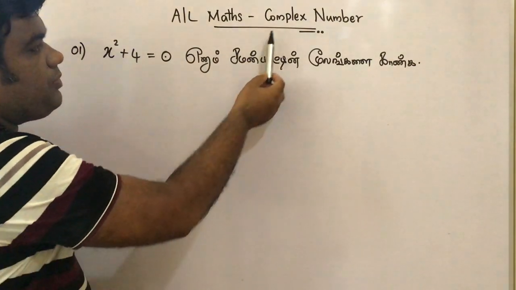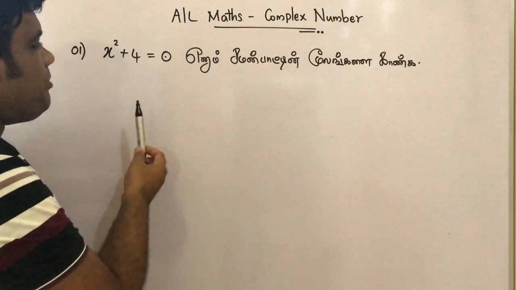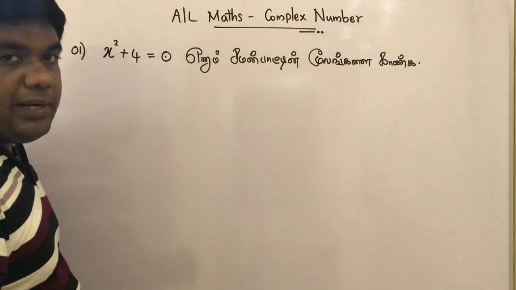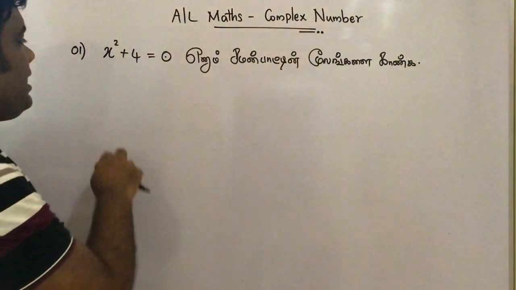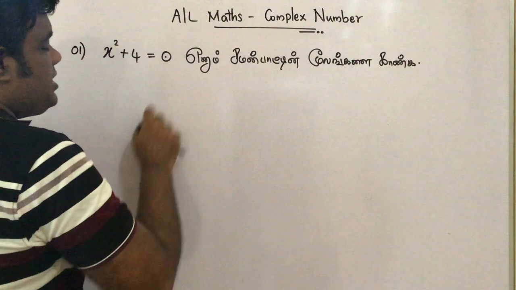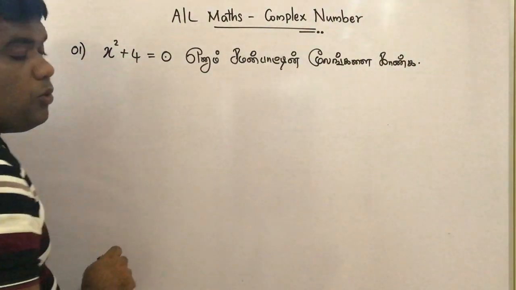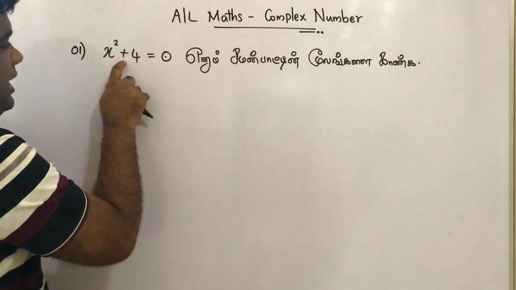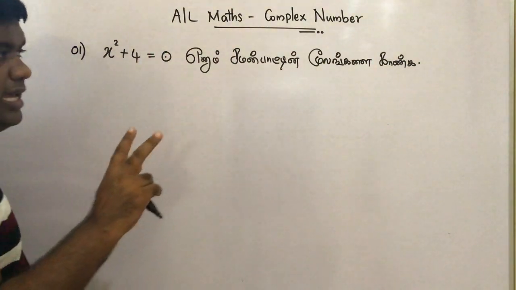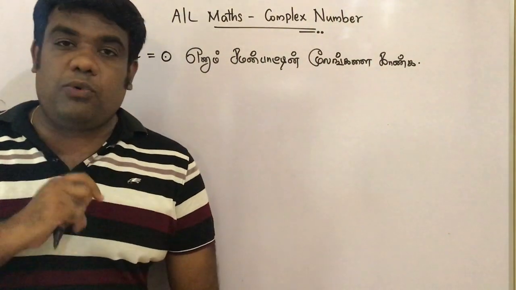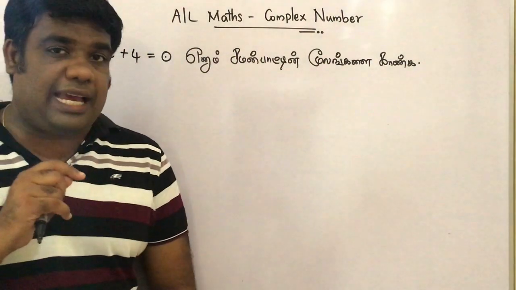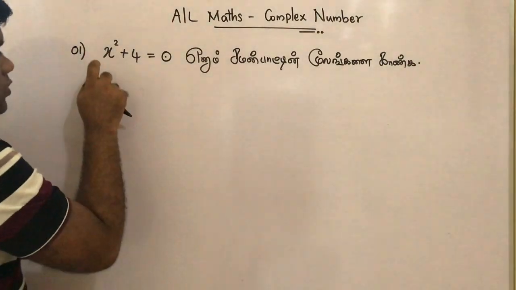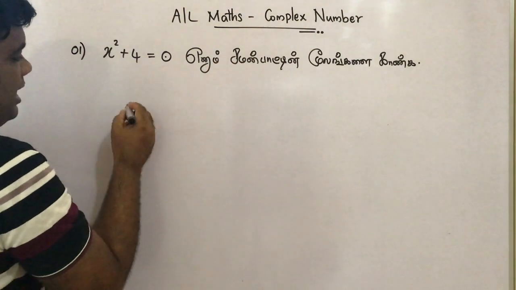So, we have a complex number. The complex number is not purely real. If x squared plus 4 is equal to 0, then we will get the roots. So, here is the complex number.